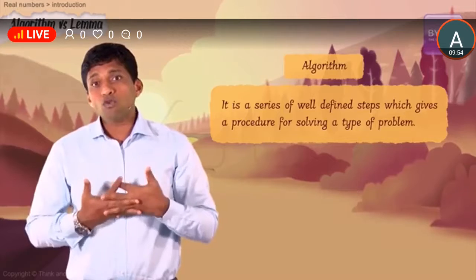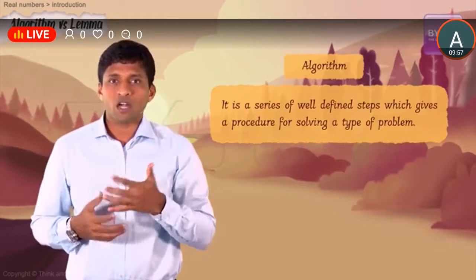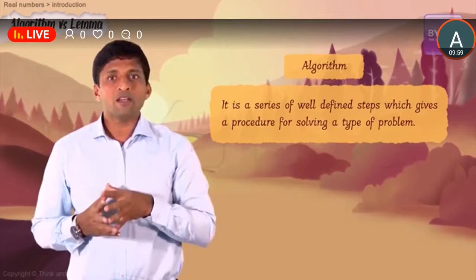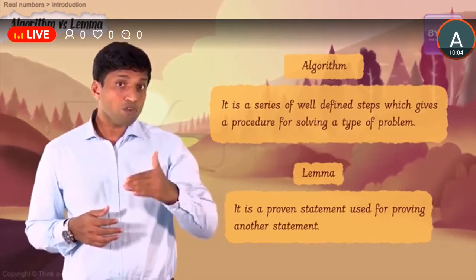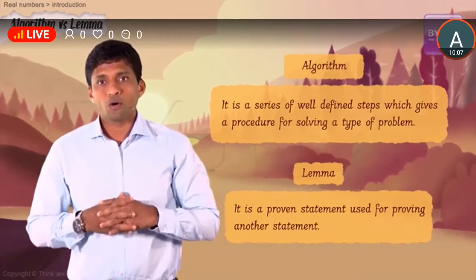And how is it different from a lemma? You heard that word now. What does lemma mean? It is a proven statement used for proving another statement. Now you would know how to find the HCF by prime factorization. That's not what I'm going to discuss right now. Right now, I'll show you how to find the highest common factor, which I'll denote as HCF, using Euclid's division algorithm, which is actually an application of the lemma.